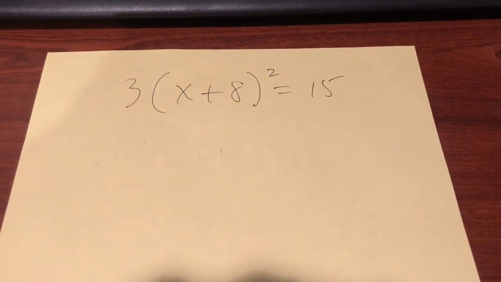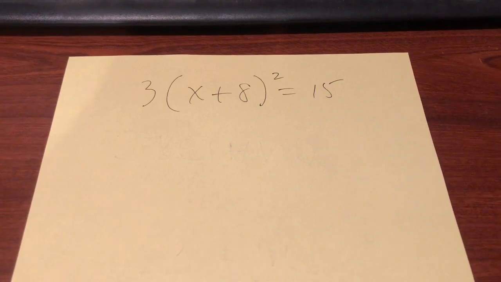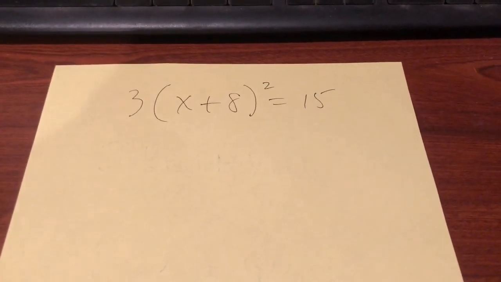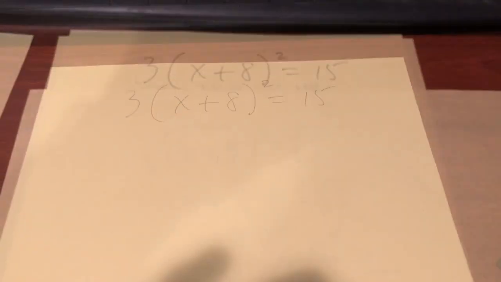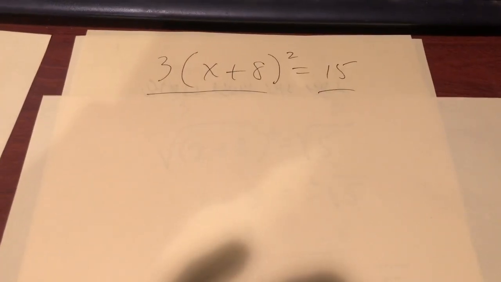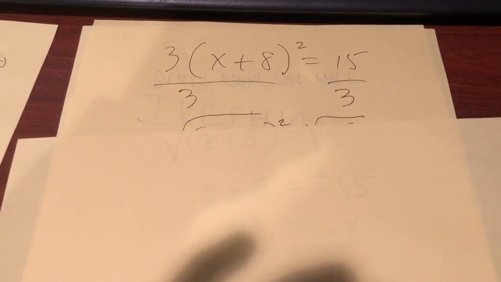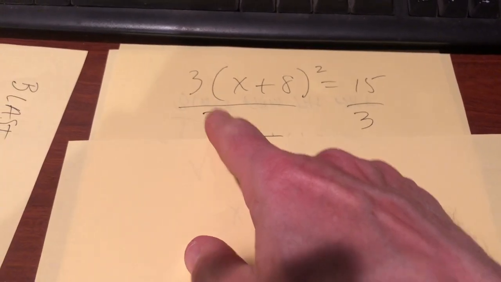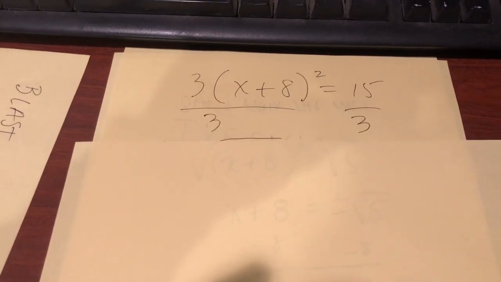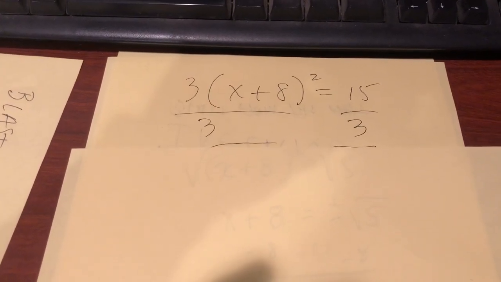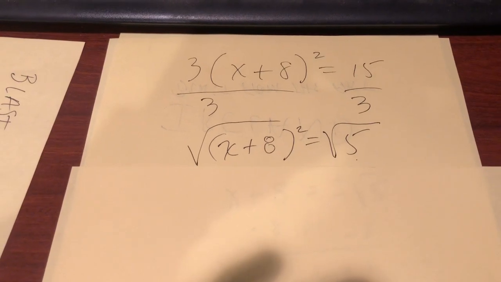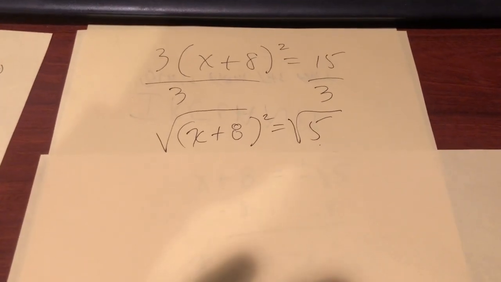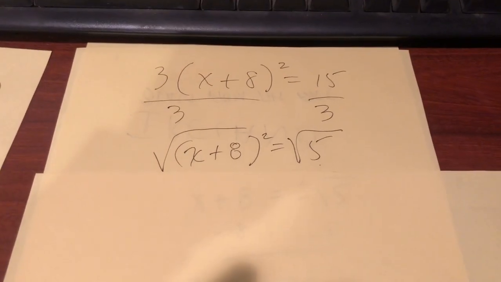All right, here's another one for you: 3 times the quantity x plus 8, that quantity squared, equal to 15. First we're going to divide both sides by 3. Since this is multiplication, we can divide 3 by 3, and on the other side, 15 divided by 3. So we get x plus 8, that quantity squared, equals 5, because 15 divided by 3 is 5.